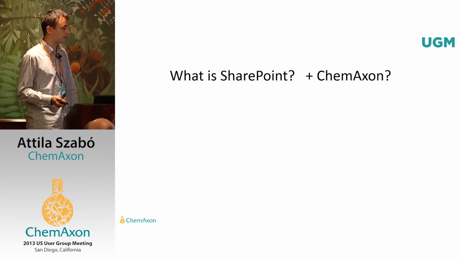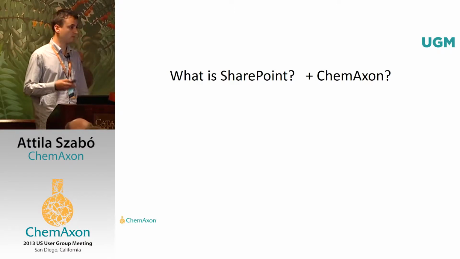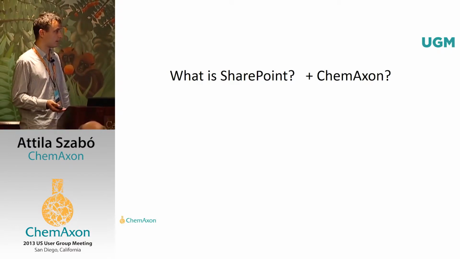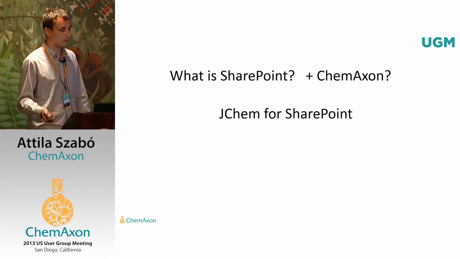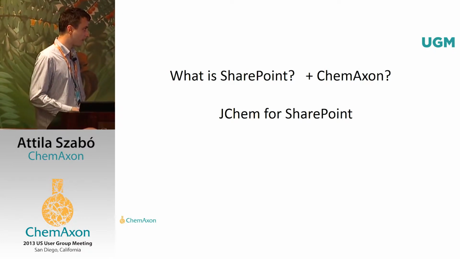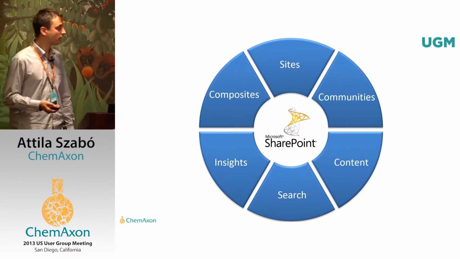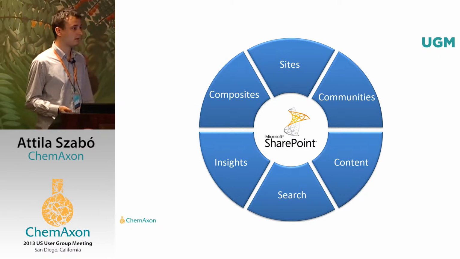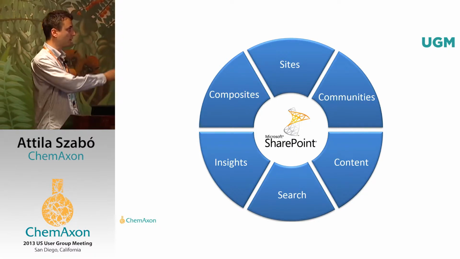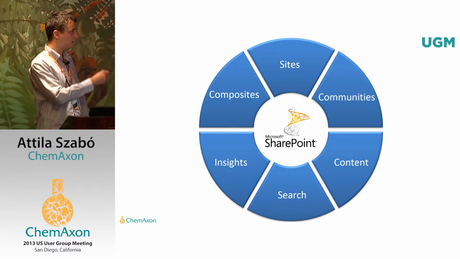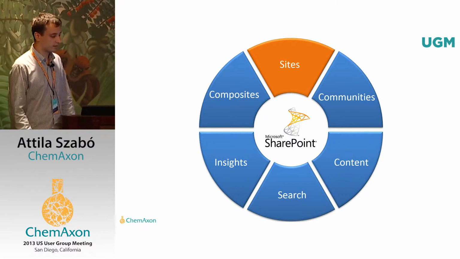However, by default, it doesn't have chemical intelligence, so it could be hard to use in fields where chemical structures play an essential role. And this is why we developed JChem for SharePoint. This is the so-called feature circle that is used by Microsoft to explain SharePoint capabilities. In this presentation, I'd like to go through all these 6 areas and highlight how ChemAxon extends them. Let's start with sites.